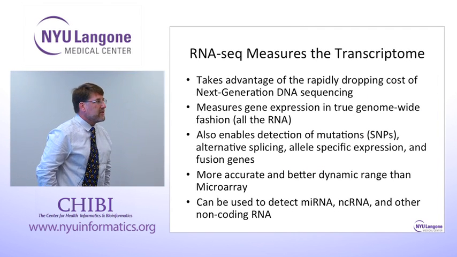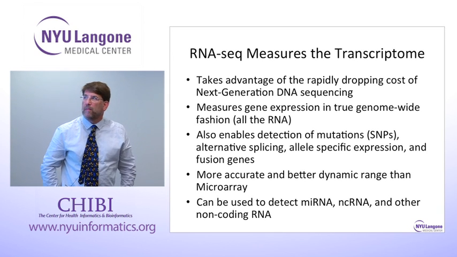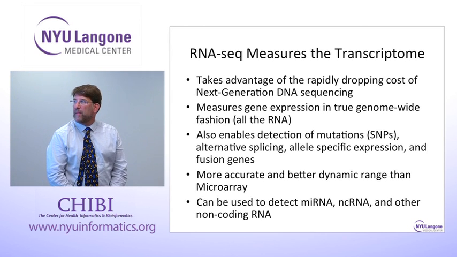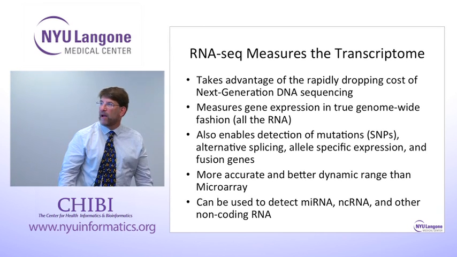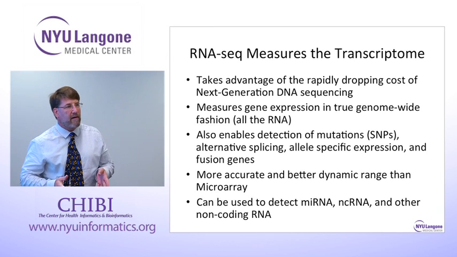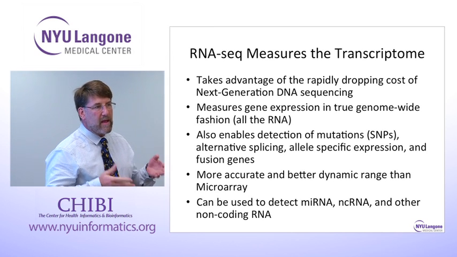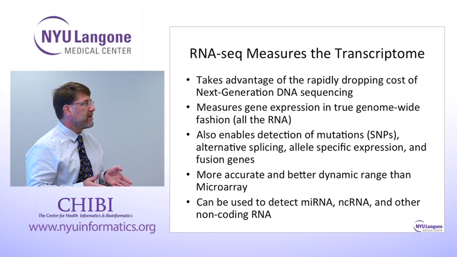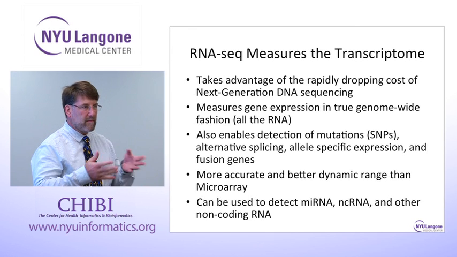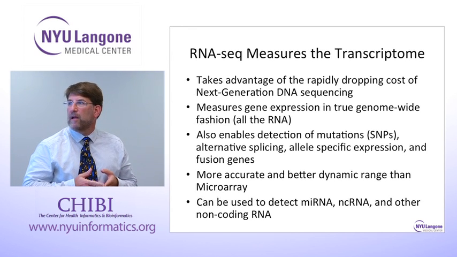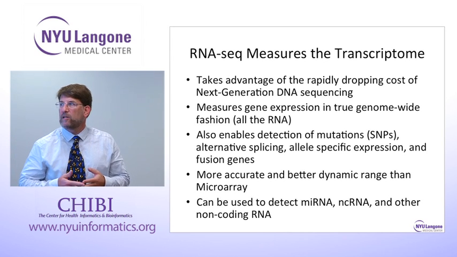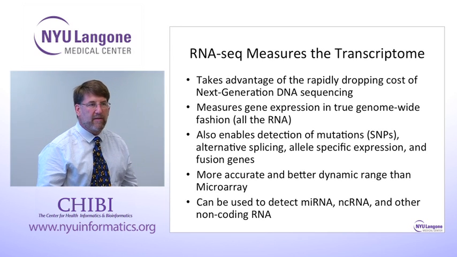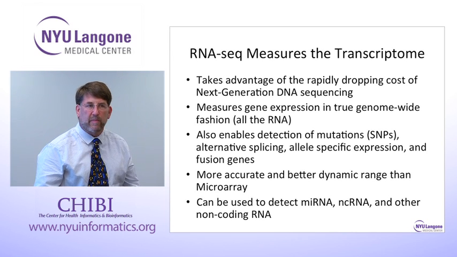So RNA sequencing is a way to measure the transcriptome. It takes advantage of the rapidly dropping costs in DNA sequencing, and it measures gene expression in a true genome-wide fashion. So you can sequence all the RNA. It's not dependent on having a map of the genome and a specific set of probes that correspond to specific transcripts. Whatever's present, you can capture and sequence. In addition to measuring gene expression, you can measure mutations, alternative splicing, allele-specific expression, and fusion genes. And I'm going to show some examples for most of those.